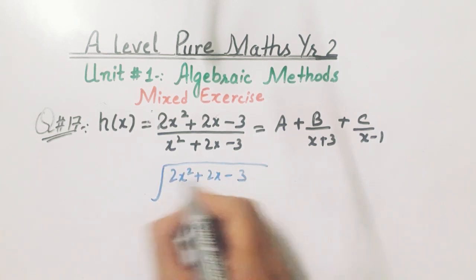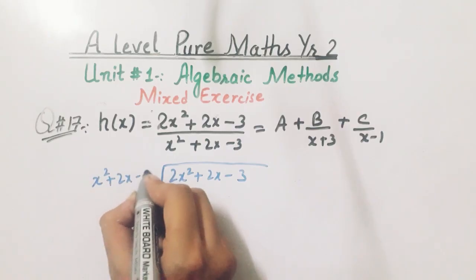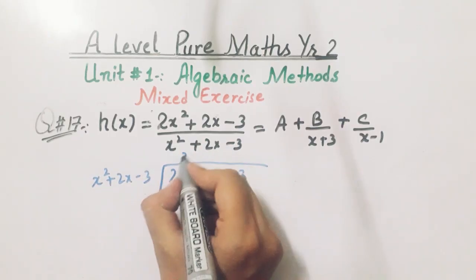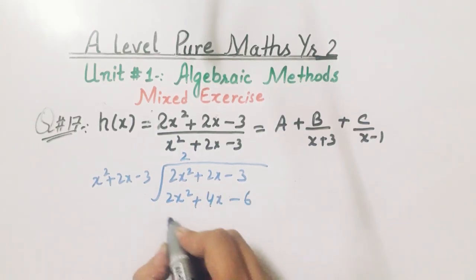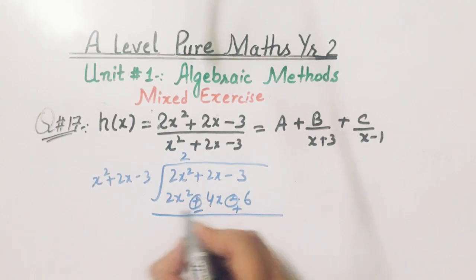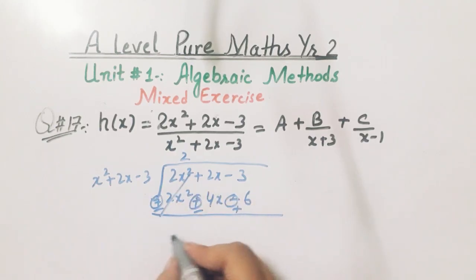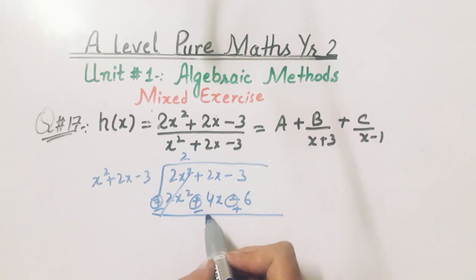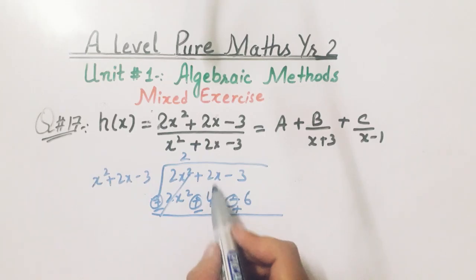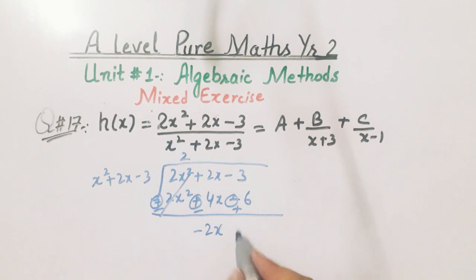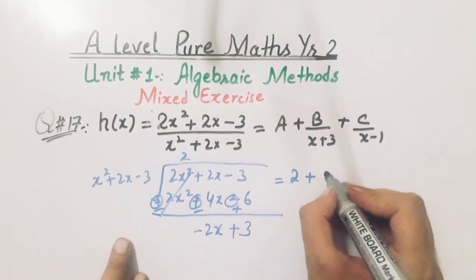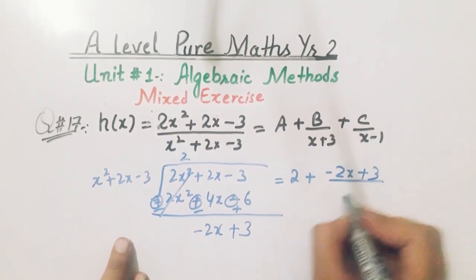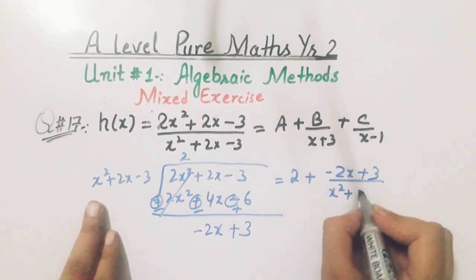2x² plus 2x minus 3, and here x² plus 2x minus 3. To make 2x², we will multiply this by 2. So we get 2x² plus 4x minus 6. Now change the signs. 2x² minus 2x² cancelled out. And here we get 2x minus 4x, which is minus 2x, and plus 3. Now we will write this as 2 plus (minus 2x plus 3) divided by x² plus 2x minus 3.